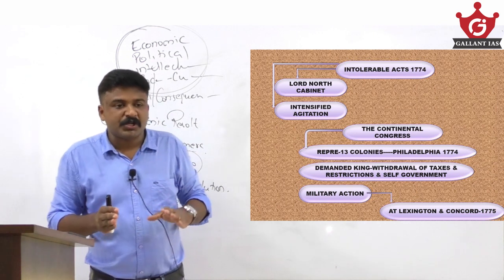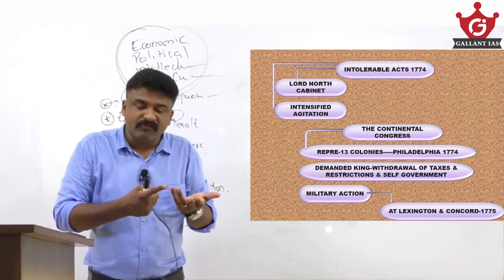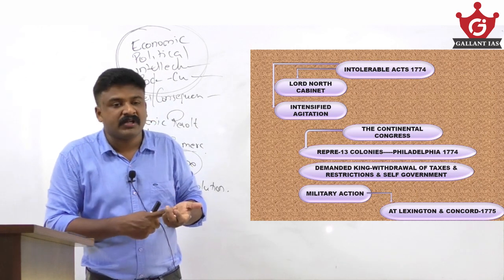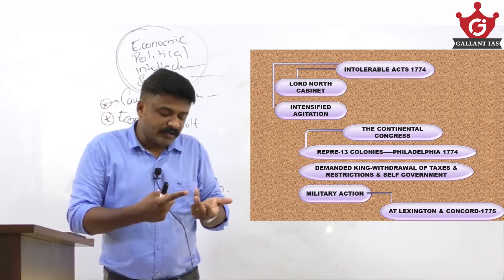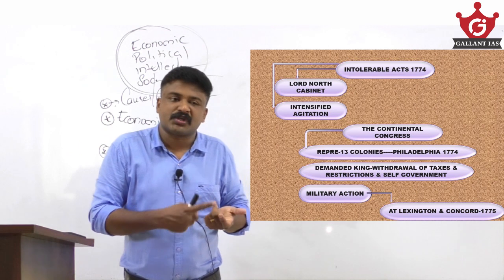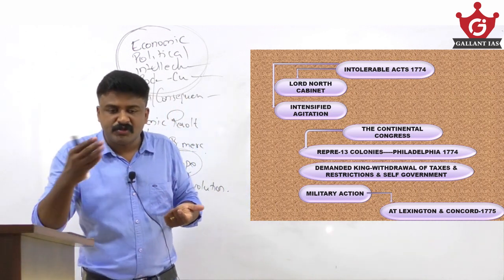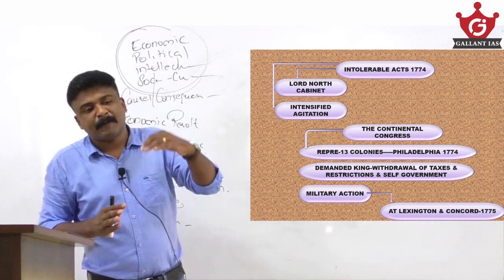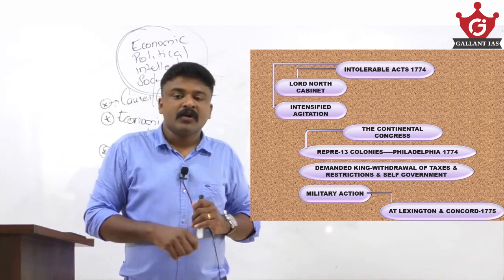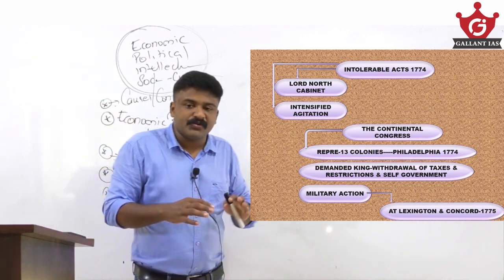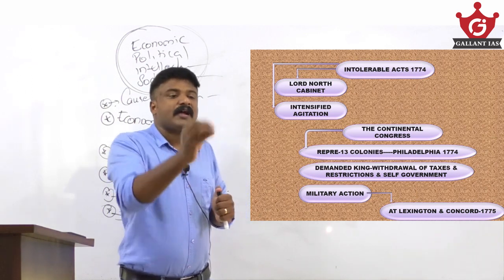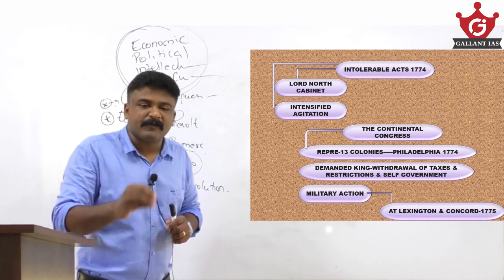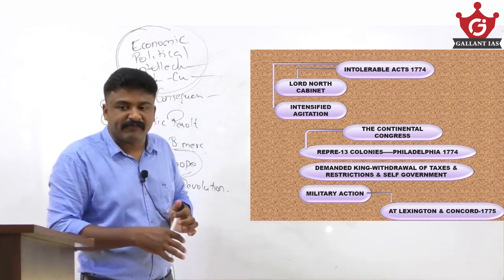They drafted a petition and sent it to the English king. We want self-government. We want a withdrawal of all these discriminatory taxes, and all such ordinances must be withdrawn. We must get our own self-government. These are some requests. In the first Continental Congress, they drafted this petition to the English king, but the English king rejected it. He preferred military action to suppress these revolutionaries.